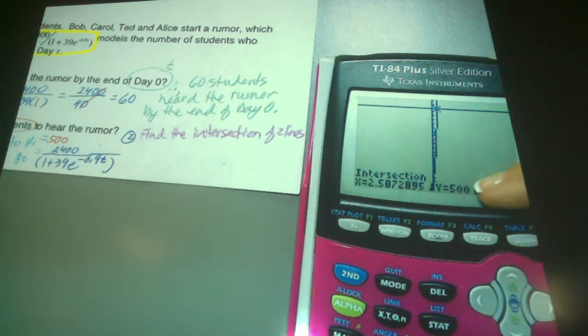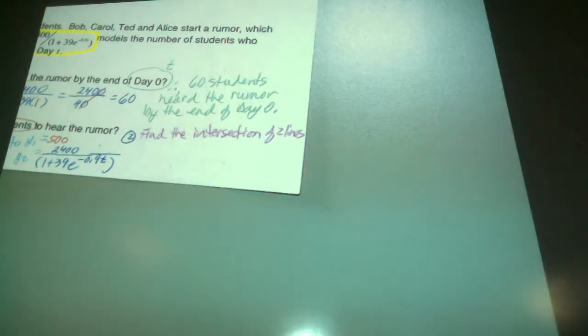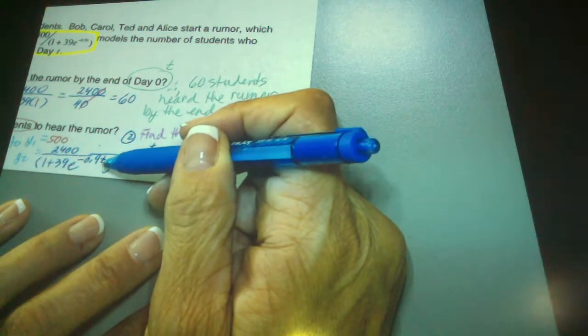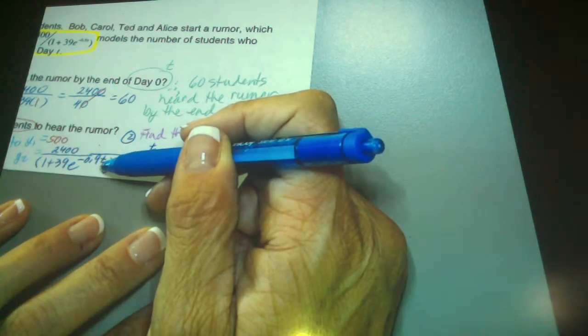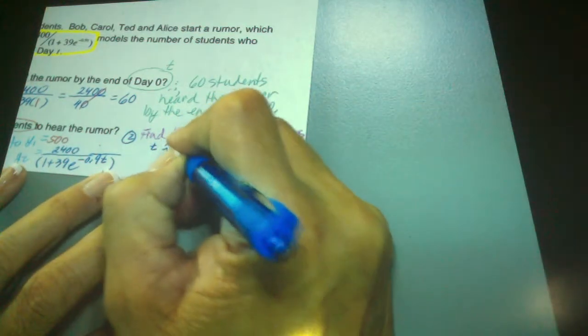And sure enough, my y is 500. But that's not what I want. I want the x value at which they intersect. So what is that rounded correctly? 2.59, because we bumped the 8 up to a 9. So it's approximately x, or in this case t. Did I mention that we used x and not t? Because if you use t, your calculator won't recognize it correctly because the x-axis is x. So we replace that with x. So it's approximately 2.59.